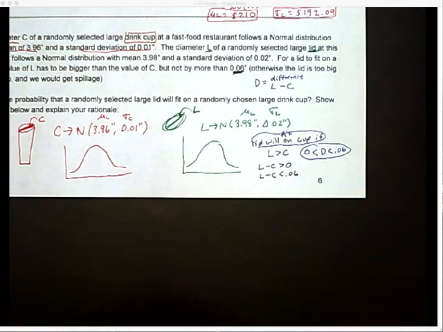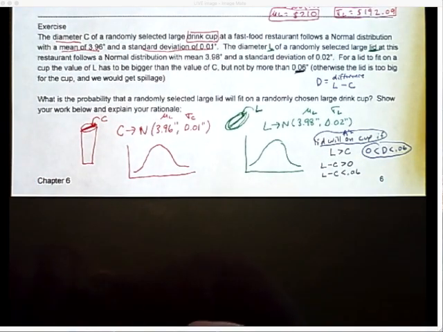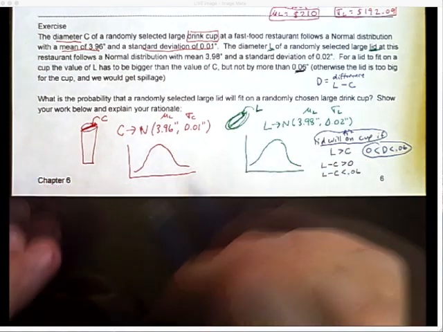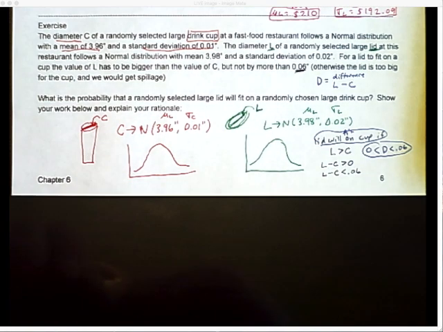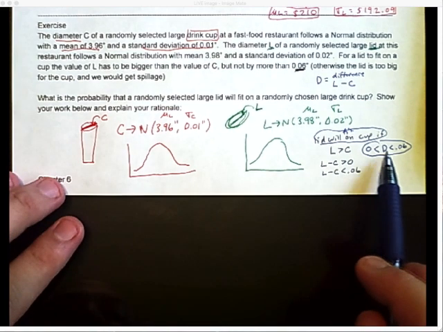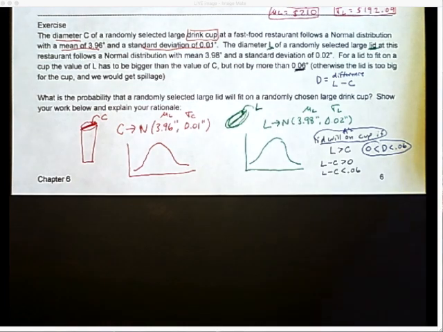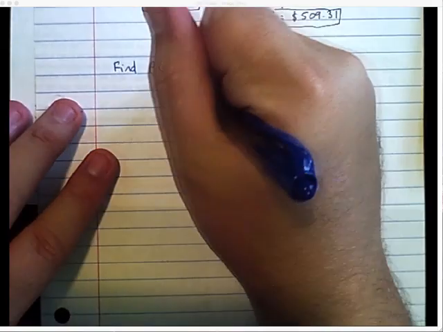Now let's read the question. It says, what is the probability that a randomly selected large lid will fit on a randomly chosen large drink cup? So we pick a cup from our stack and we pick a lid from a different stack. And the question is, what's the chances that the lid's going to fit on the cup? So what's the chances that the difference is going to be somewhere between 0 and 0.06? So how are we going to do this? What are we trying to find? I'm going to use my other piece of paper again.